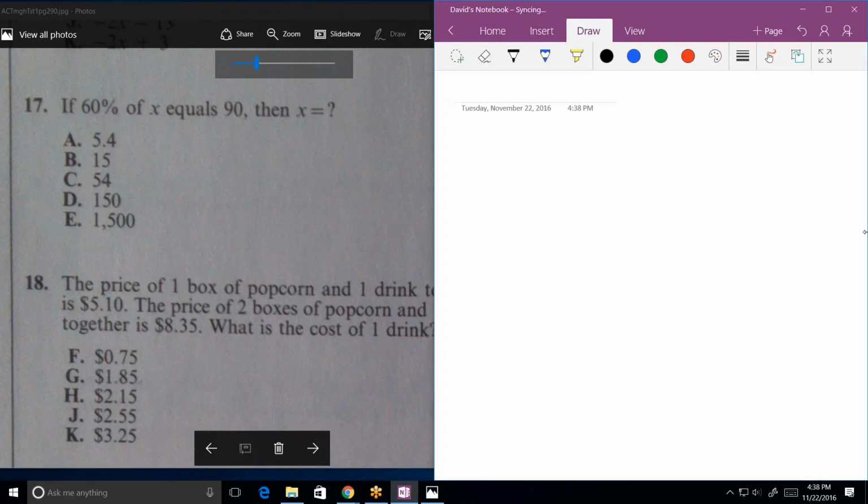What I'm doing is, since 60% is 3/5, I'm dividing 90 by 3 and getting 30, and then multiplying that by 5 and getting 150. Good.